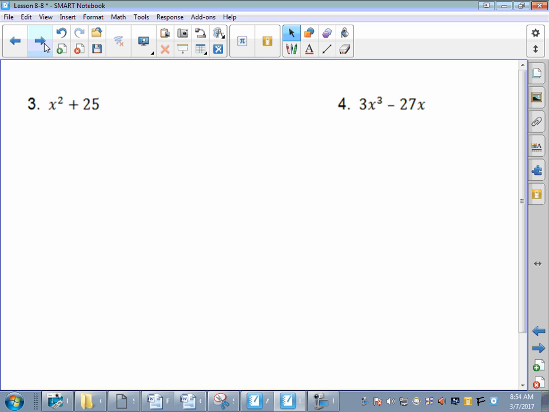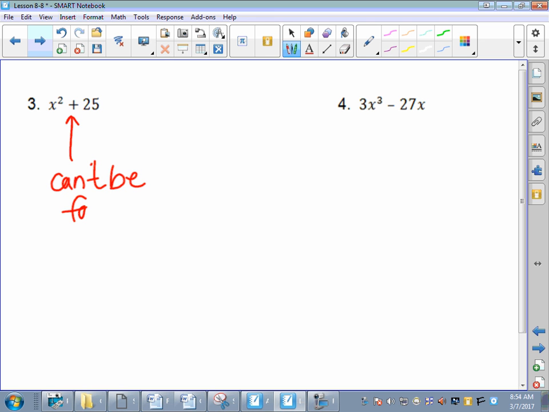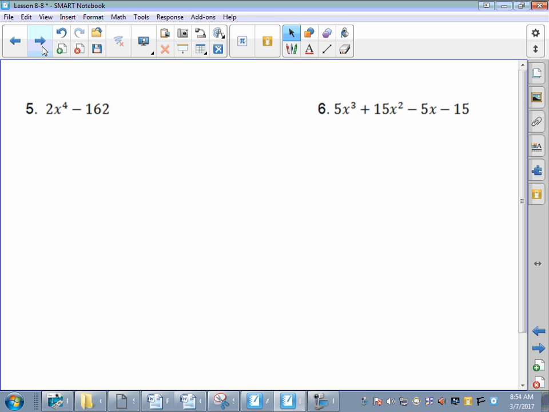Number 3 is a trick problem. Do you see what's wrong with number 3? Can you factor an x squared plus 25? You cannot factor because it's got a plus. I'm going to try to trick you. Don't fall for my evil tricks. Number 4, you couldn't factor with perfect squares until you take out a GCF of 3x. Give it a shot. I think we'll do that one in class. Same with number 5.